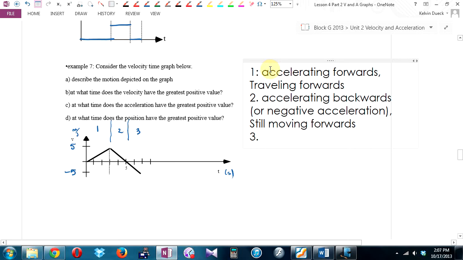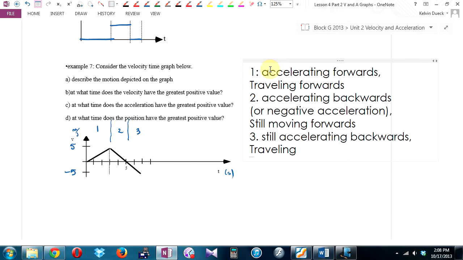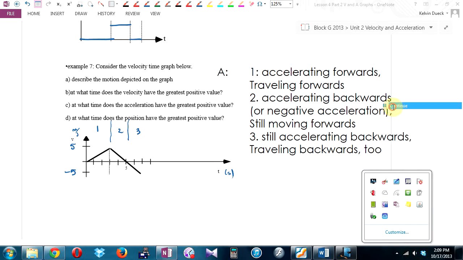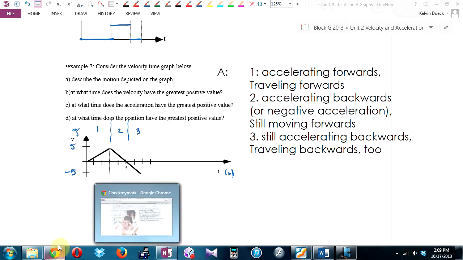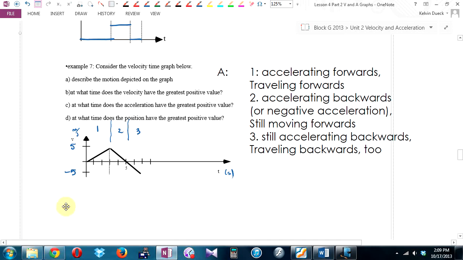What about section 3? Still accelerating what? Backwards. What's your velocity direction? How do you know backwards? What does this look like? Something like this, I think, if I visualize it. Part A was describe the motion. There. Let's answer. I think I can do B down here somewhere, I hope.